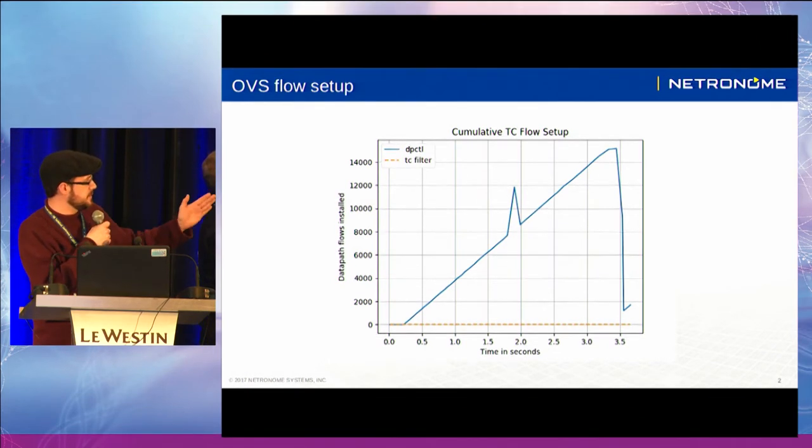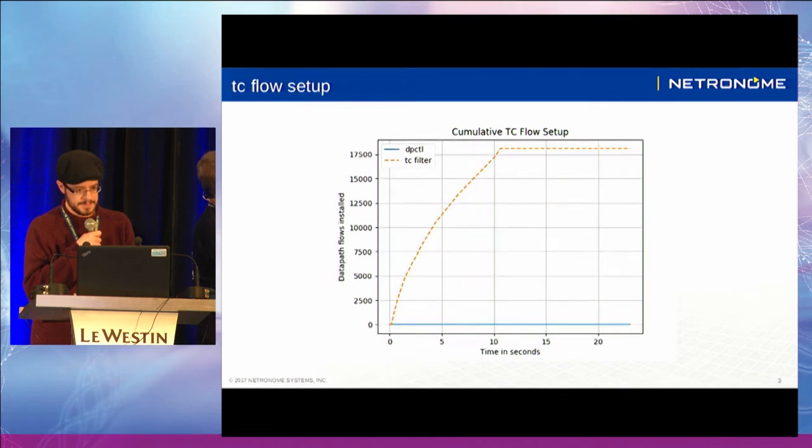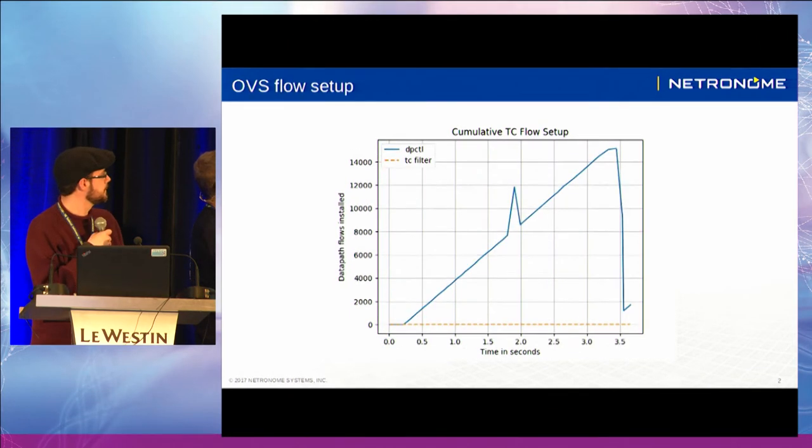So it's nice and flat and linear. There's a bit of weirdness in the middle for some reason, but it basically is able to maintain the same flow setup rate until you hit the end of the supported offloads or number of flows. Does it fall off there? What is that? That's just the traffic being turned off, I think. Okay.